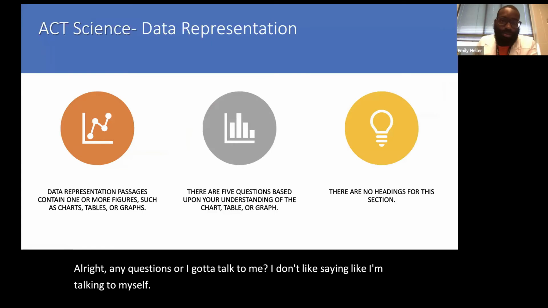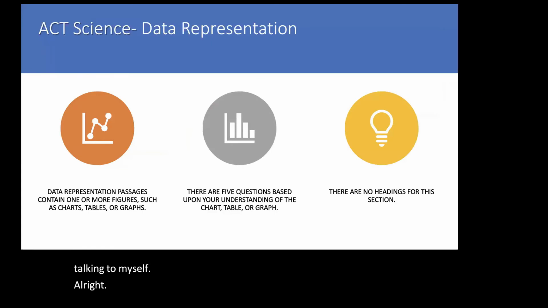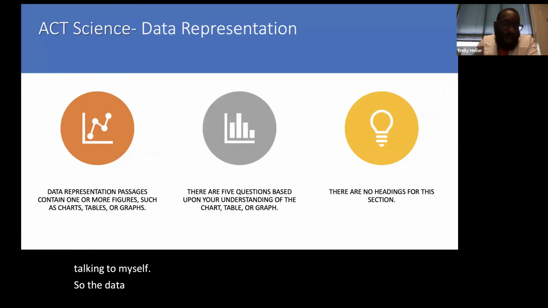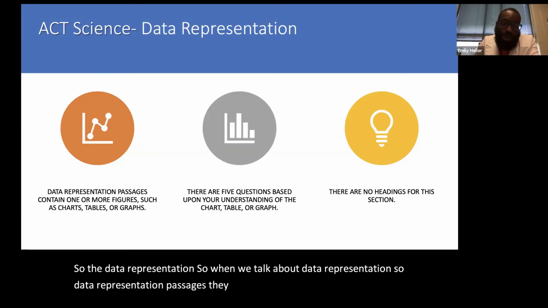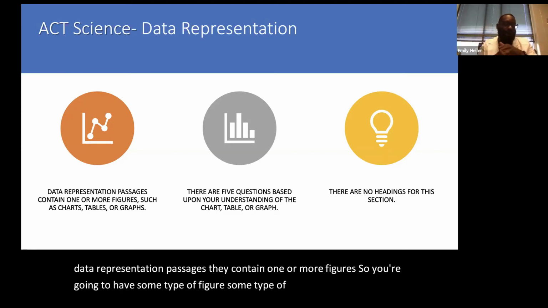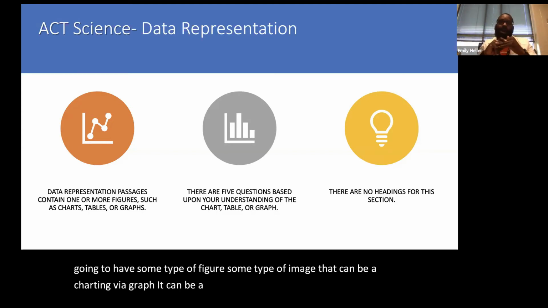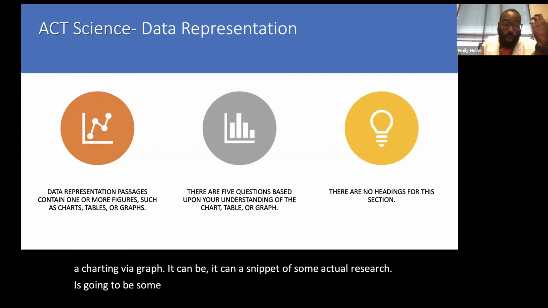All right. So the data representation. When we talk about data representation, these passages contain 1 or more figures. So you're going to have some type of figure, some type of image. That can be a chart. It can be a graph. It can be a table. It can be a snippet of some actual research. It's going to be some information there along with the passage.